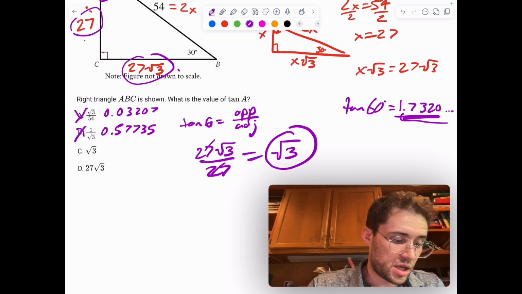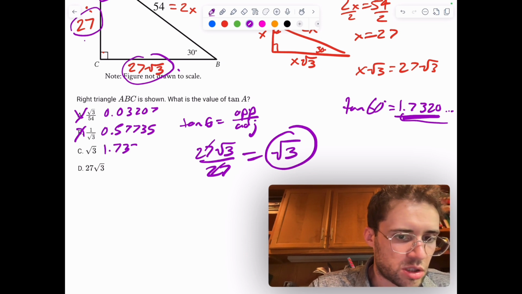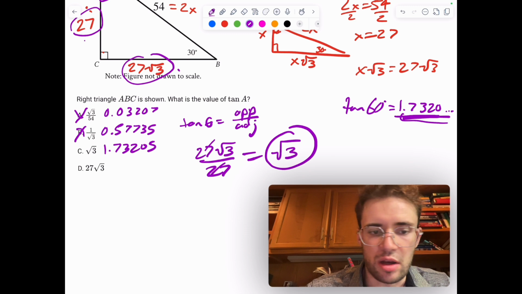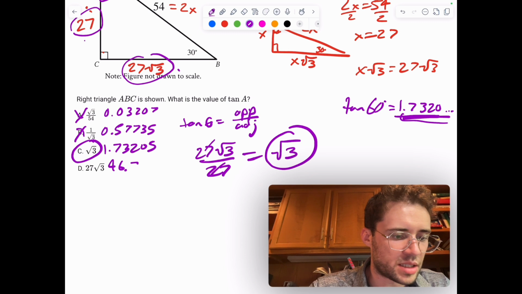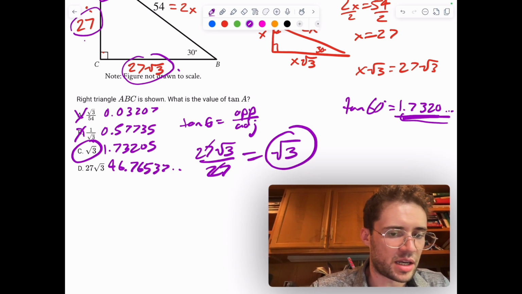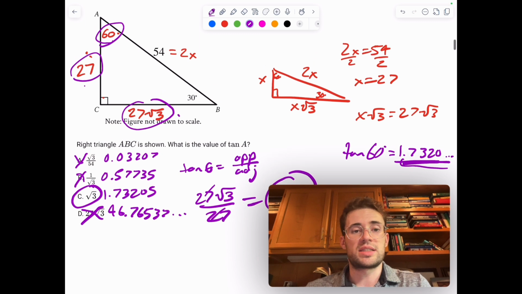Then the square root of 3, so this is what we got for our answers, it should be right, is 1.73205, right? The same thing over here. And then 27 times the square root of 3, this will be way too big. That's 46.76537, dot, dot, dot. All right, so it's not that one. All right, so that's another way you could do it, as long as you can find that 60 degrees.